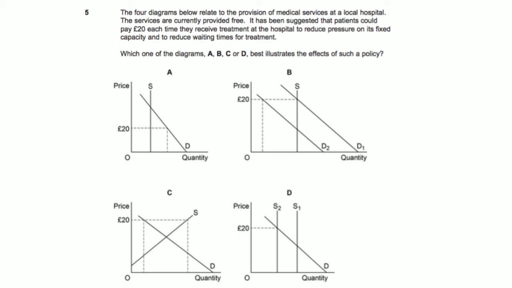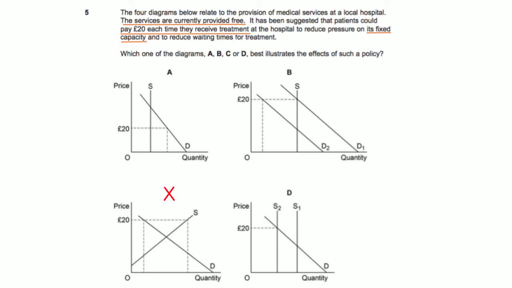There are 3 key pieces of information that are given in the question. The first one is that the services are currently provided free. The second key piece of information is that there's going to be a £20 charge each time a patient receives treatment. And the final one is that the hospital has a fixed capacity. So let's start by looking at the final one, which is the hospital having fixed capacity. If the hospital has fixed capacity, it means that the supply curve will be perfectly inelastic. A perfectly inelastic supply curve will be vertical, and therefore we can say that option C is wrong.